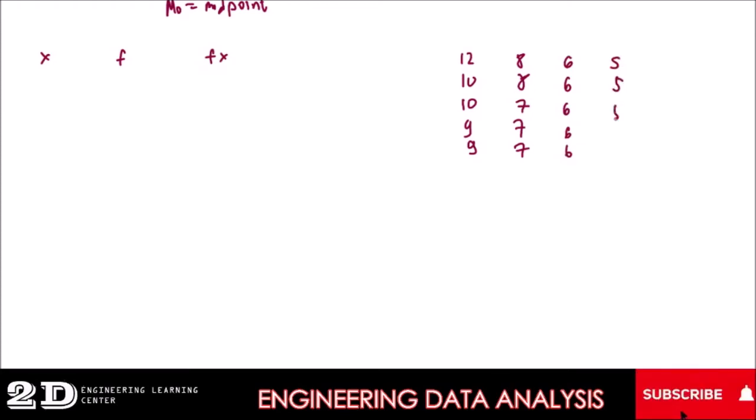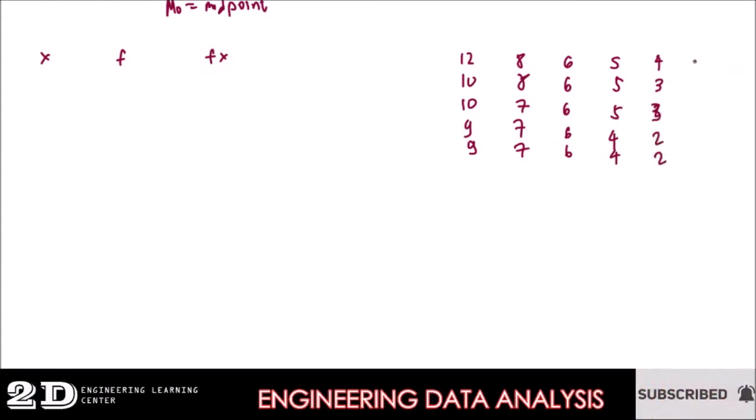So we have 12, 10, 10, 9, 9, 8, 8, 7, 7, 7, 6, 6, 6, 5, 5, 5, 5, 4, 4, 4, 3, 3, 2, 2, 2, 1, 1, 0, 0, 0. Okay, so we count, and this will be 31. So we have 31 data given.